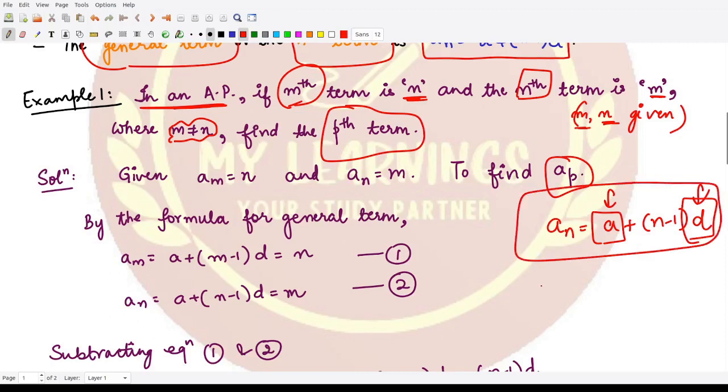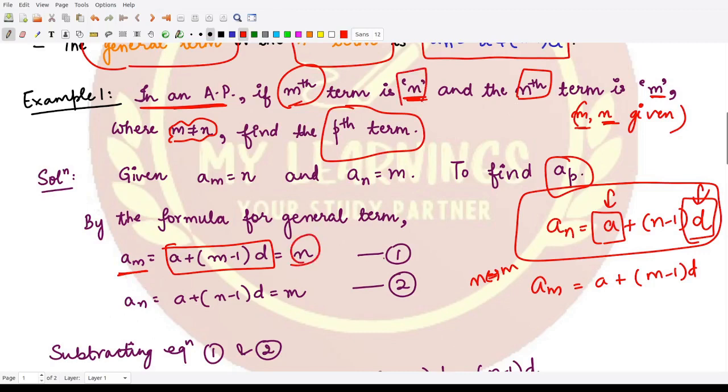First of all, to write the mth term, in place of n we write m. So am would be a plus (m minus 1) times d. The mth term is given to be n, so we write this equal to n, and we call this equation number 1. We are also given that the nth term is m. The formula is a plus (n minus 1)d, and this is equal to m. Let's mark this as equation number 2.